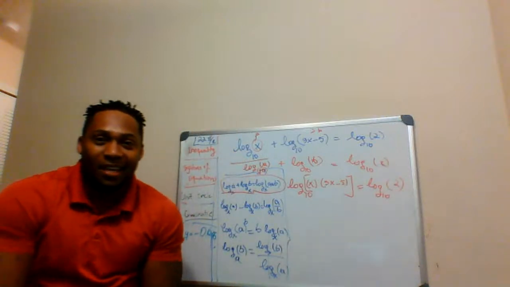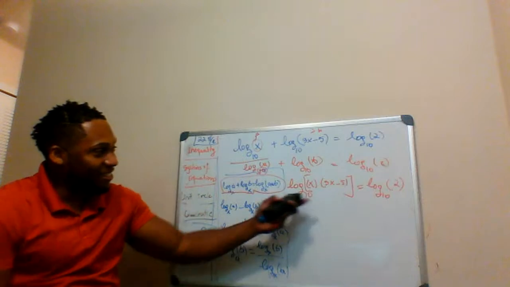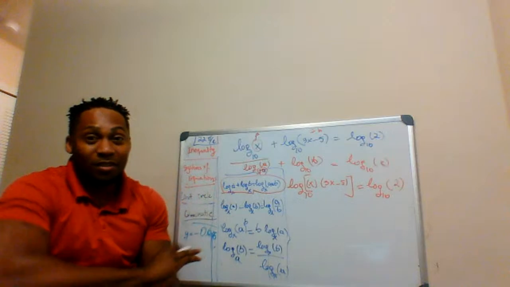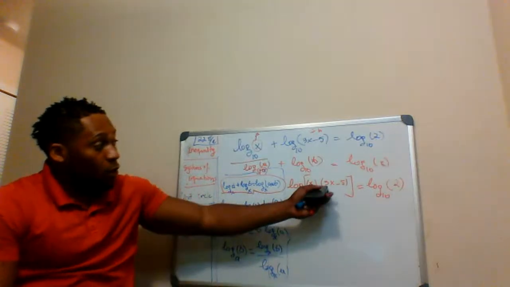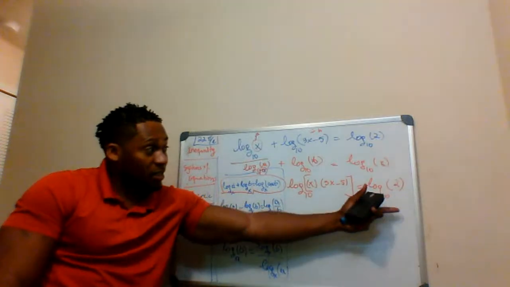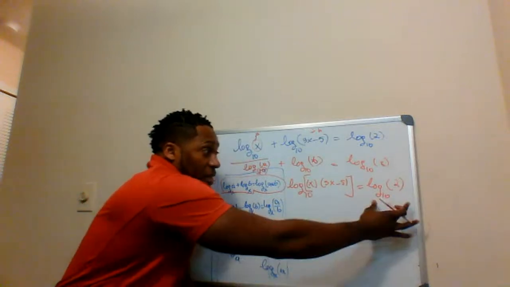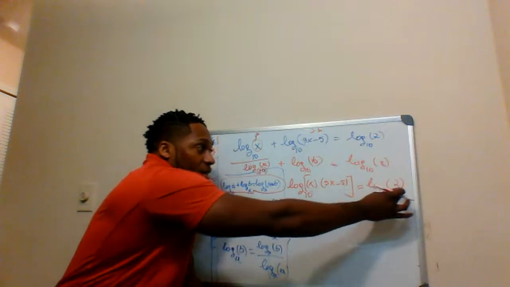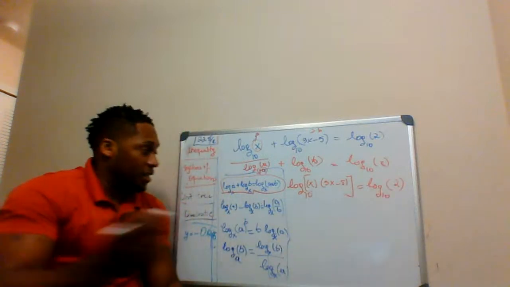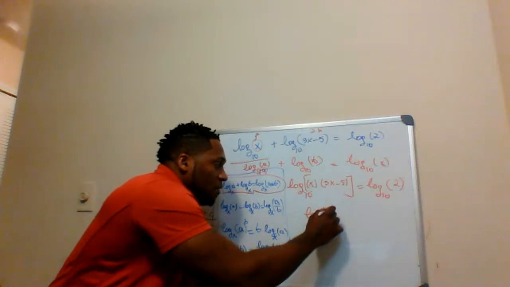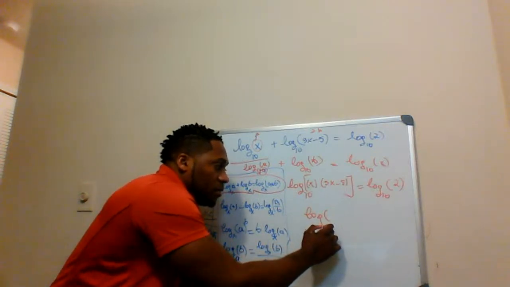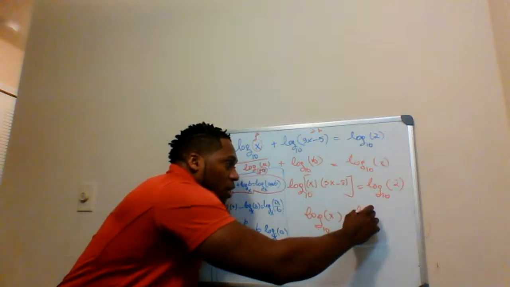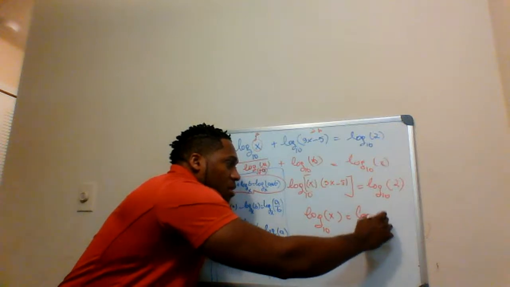Now, here's the thing. When one thing is equal to the other, you can set these two things equal to each other. You don't even have to worry about the log. The only way this part is going to be equal to this part is if whatever is inside the log is equal. So what I'm saying is, if you have log base 10 of x is equal to log base 10 of 7.